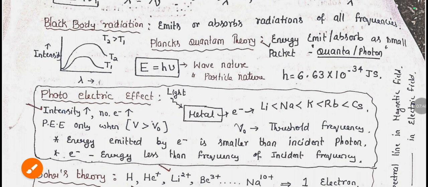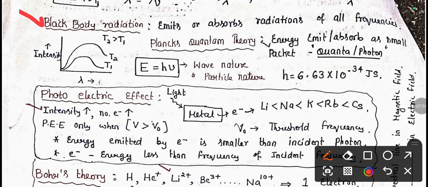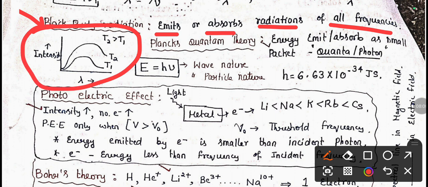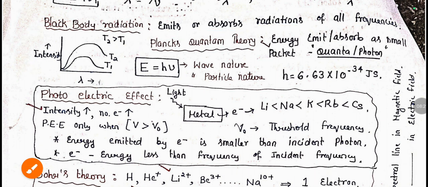Now, an important topic: black body radiation. A black body emits or absorbs radiations of all frequencies. Those radiations are called black body radiations. Now remember this graph. This graph indicates wavelength versus intensity. As you increase the temperature, the intensity of the black body radiation also increases. So this graph is related to black body radiation. Very important for the exam.